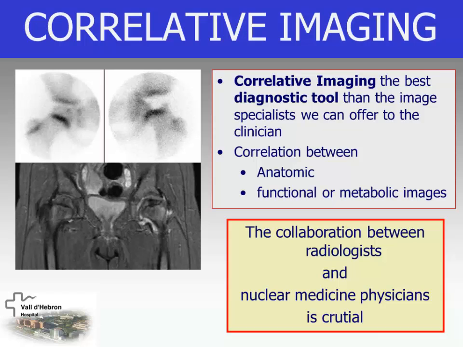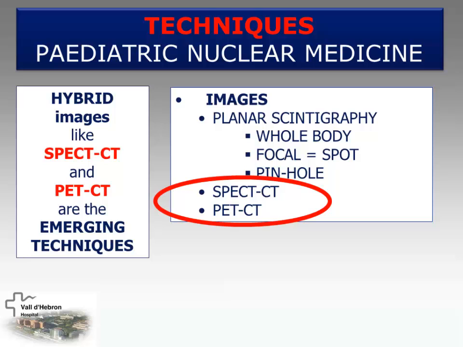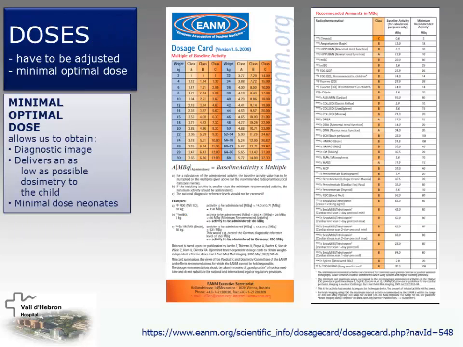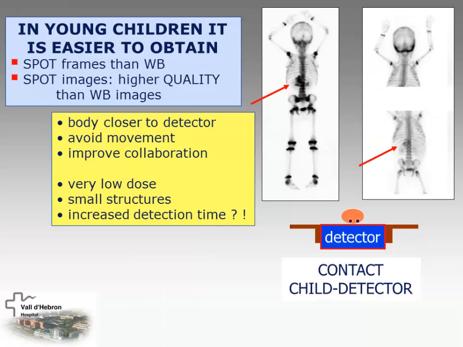SPECT-CT and PET-CT are really the emerging techniques in nuclear medicine, but with some differences between children and adults. In children, you know that we have to apply the dosage cards, etc. As mentioned before, the quality of the image is higher if we obtain spot images and whole body images, because the detector is closer to the body of the child, compared to the resolution of these both images.